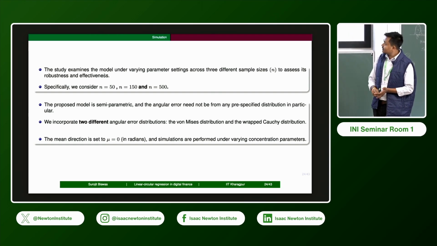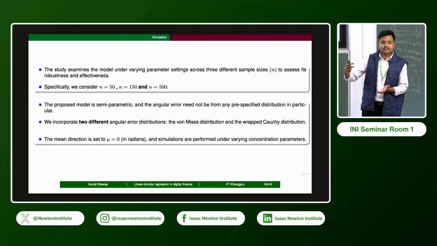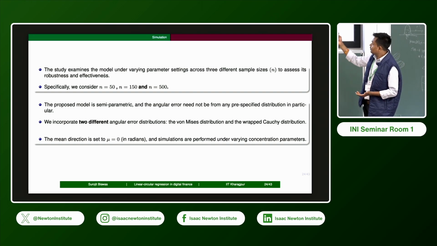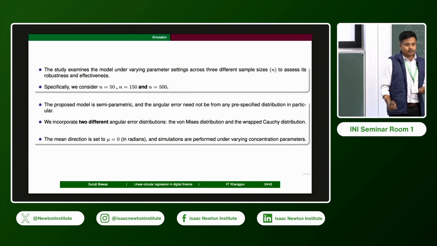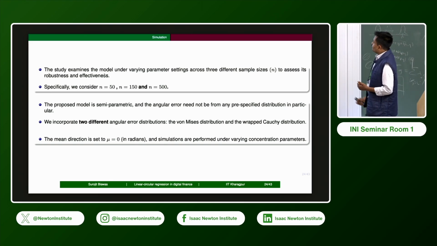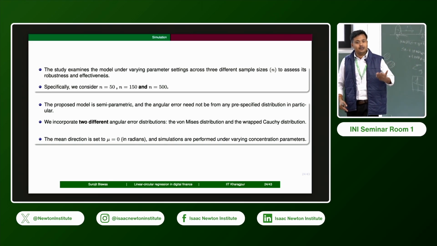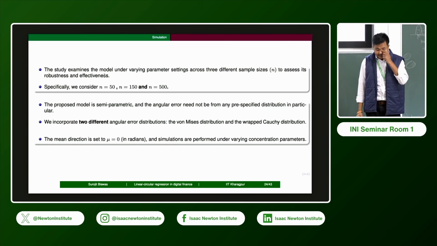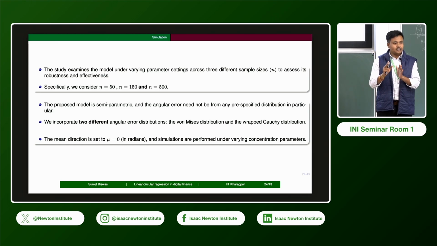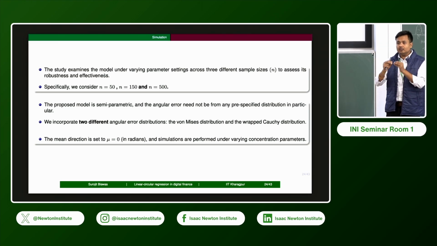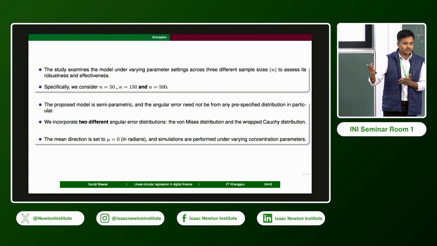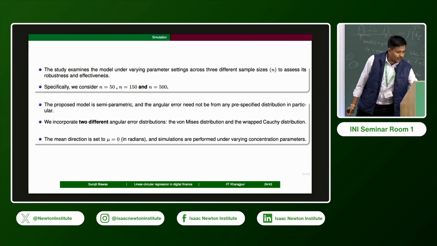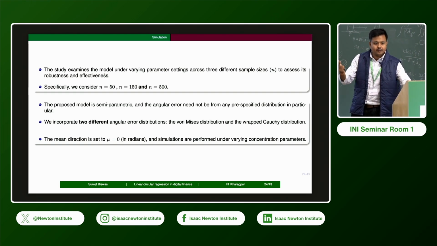For simulation studies, we have taken three sample sizes: for small sample behavior 50, moderate 150, and large 500, and you can take more than that also. And we have considered two different distributions for our angular error, because we want to show that it doesn't depend on any distribution, and we don't want to estimate any parameter from any distribution. The mean direction is set to 0.